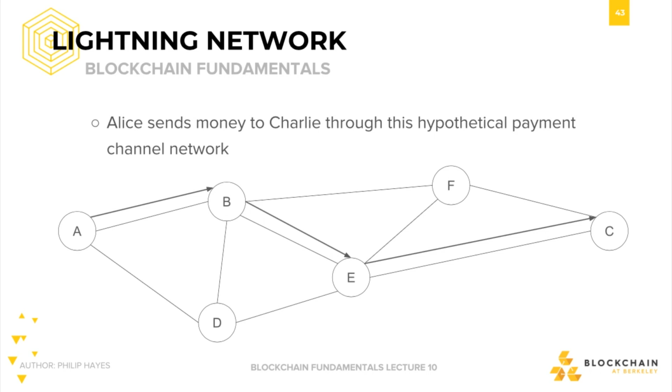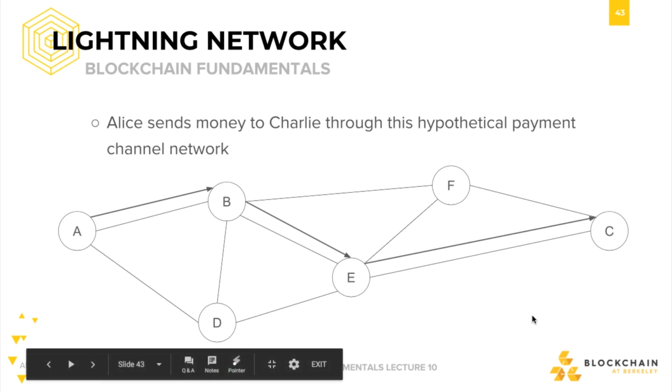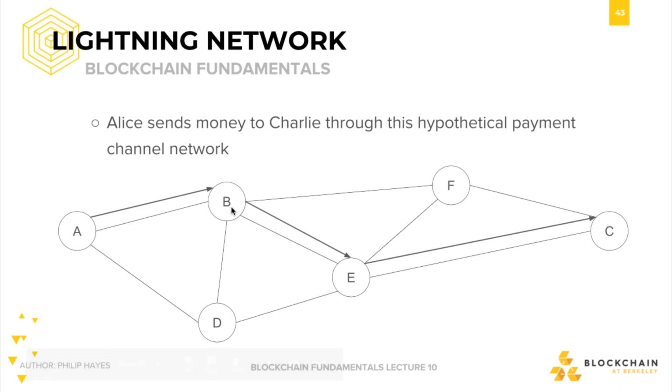Instead, you can ask Bob, hey Bob, do you know Charlie? Can you open a payment channel with him? Can I send you money and will you send my money to him? That's basically the idea of Lightning Network. So if Alice wants to pay Charlie, she just pays Bob, Bob pays Eve, Eve pays Charlie.